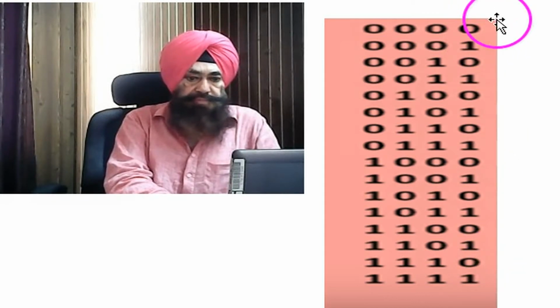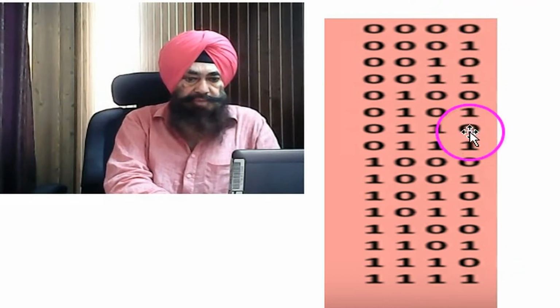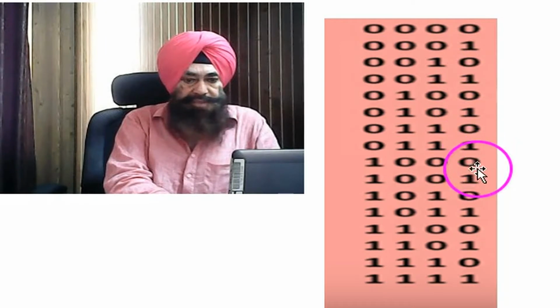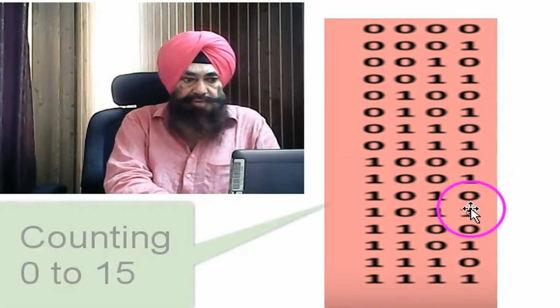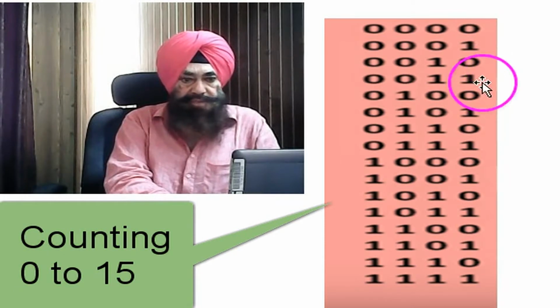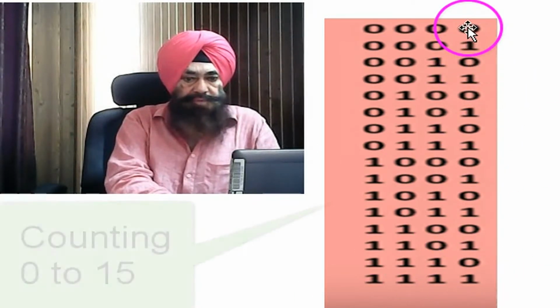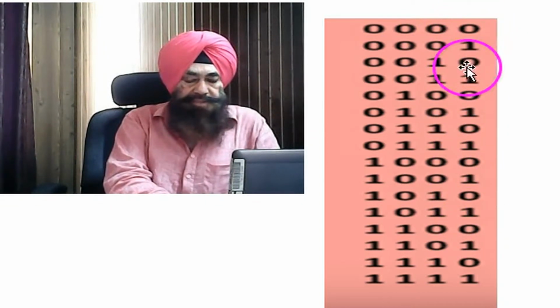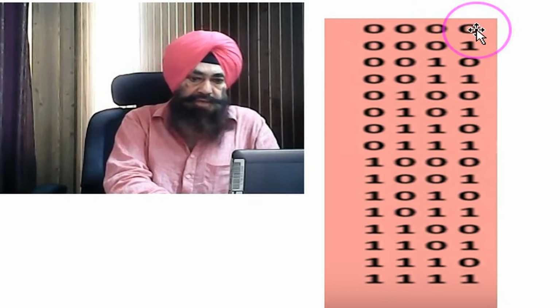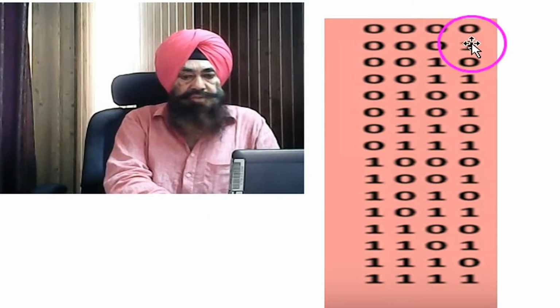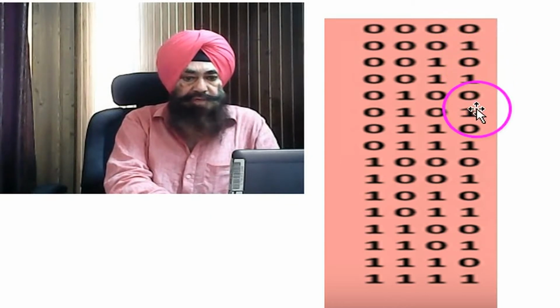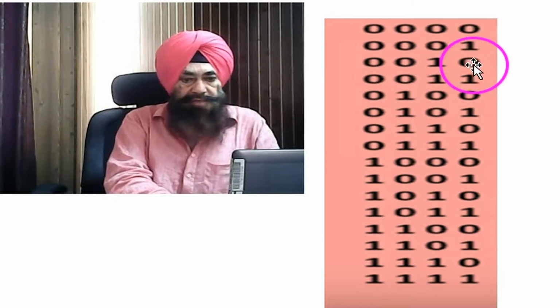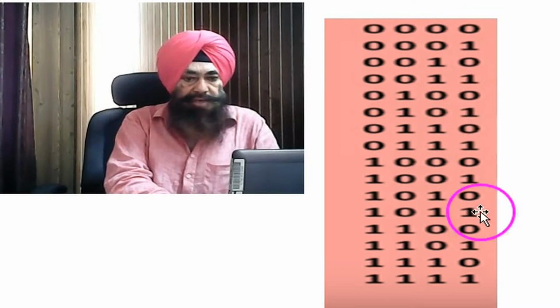Now this column, these are the least significant bits. In this table, this is the least significant bit. It is toggling. Toggling means changing the state: 0 to 1, 1 to 0, 1, 0, 1. It is toggling at every bit, 0 to 1, then again 0, like that.